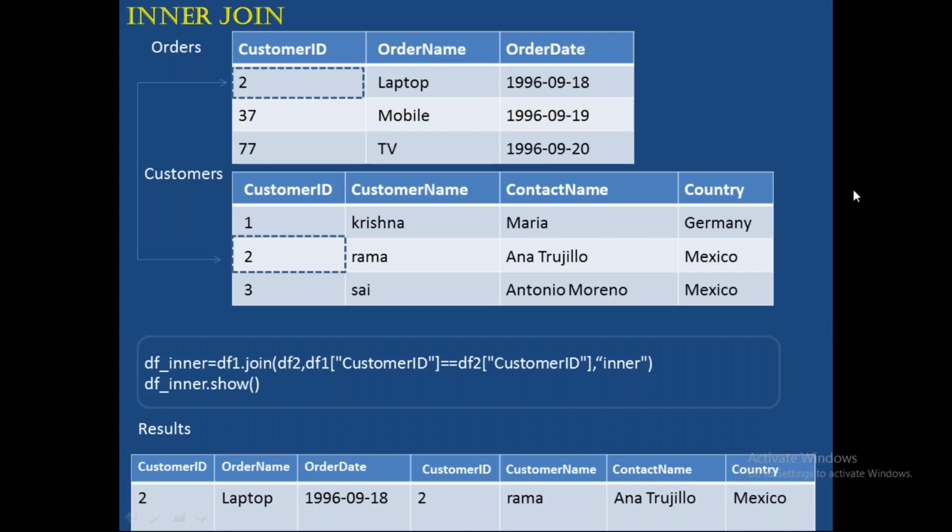You understood this? I think I explained all these things in data flows, right? Yes, Malaya. This is in Spark. So this is inner join in Spark.